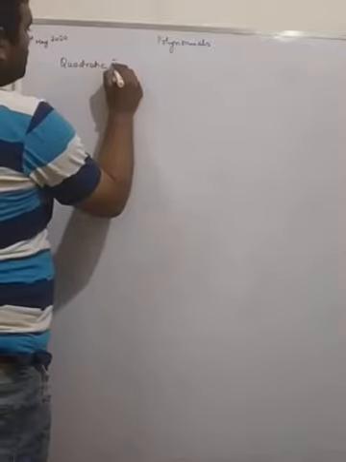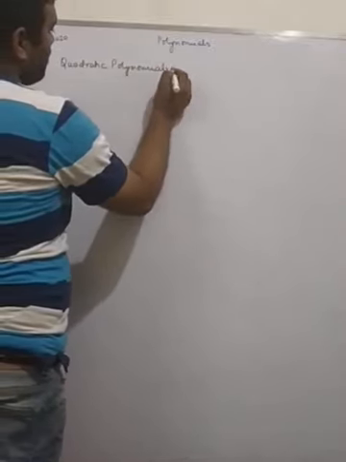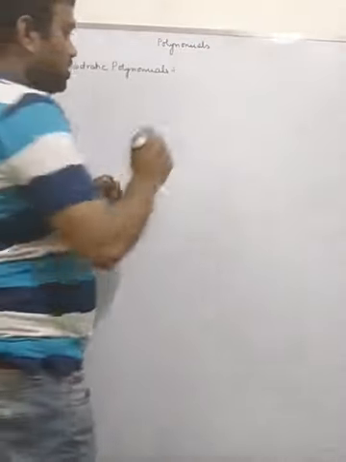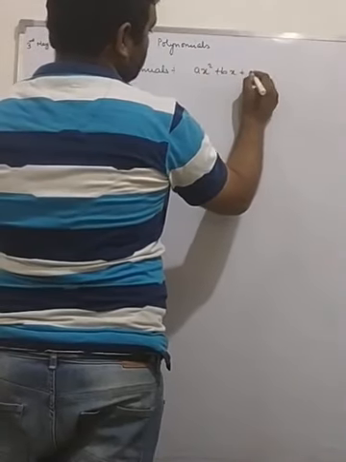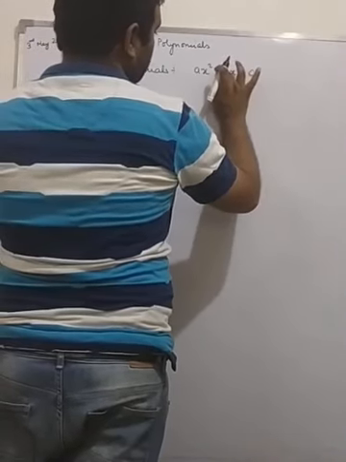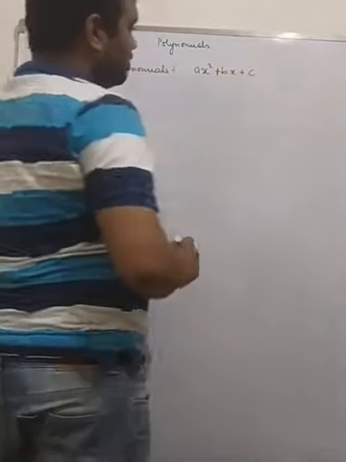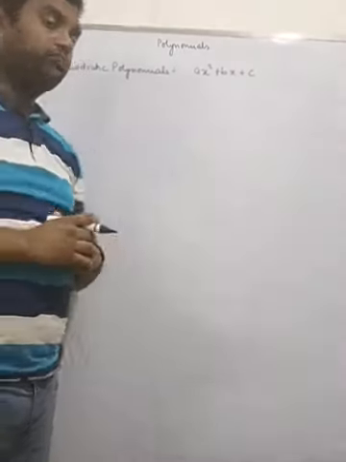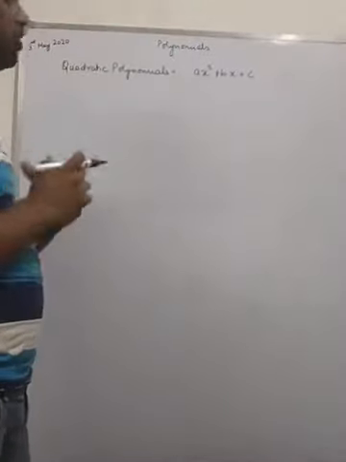What is this quadratic polynomial? The standard form of a quadratic polynomial is any equation of the form ax square plus bx plus c, which is called a quadratic equation. So the polynomial ax square plus bx plus c is called a quadratic polynomial.